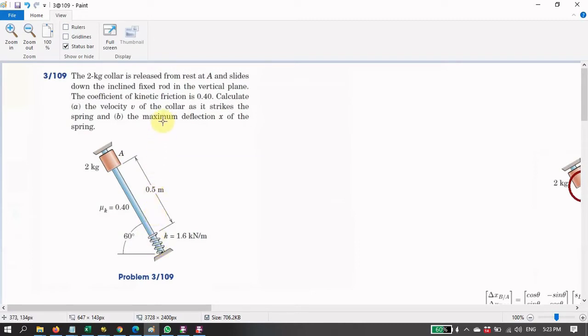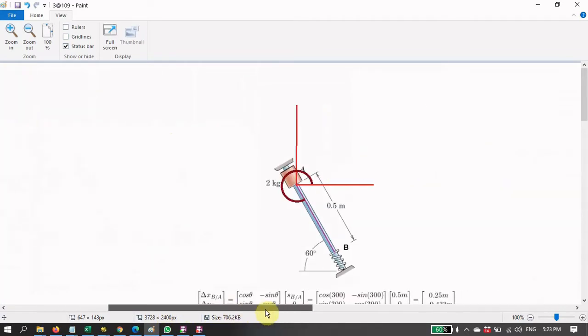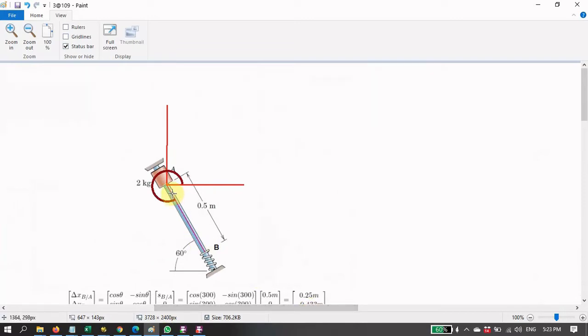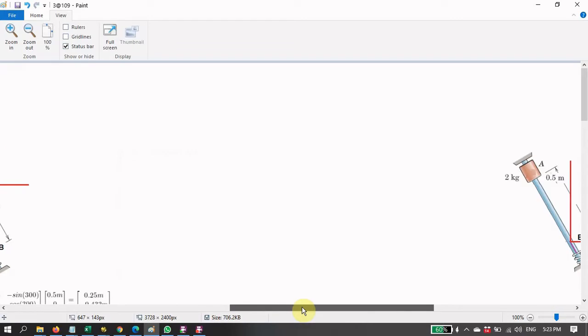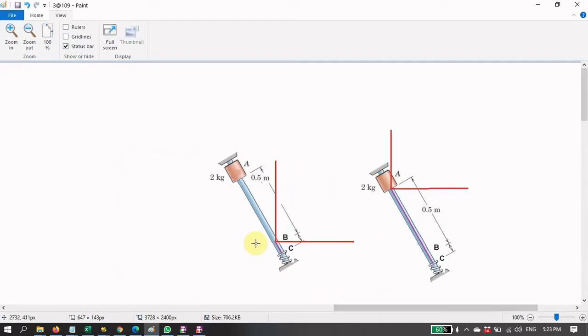So when we try to find the deflection, we understood that at that position, the velocity is 0. So this is the initial position, and then we have point B. We just label that position where the collar strikes the spring as B, and then after that, with the energy that the collar has, it will compress the spring towards C.